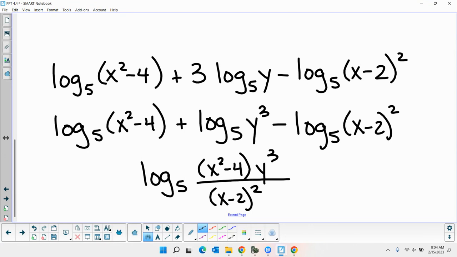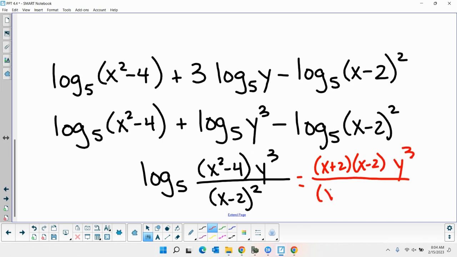Now, what they want us to do when we get it as a single log like this, if we can simplify this fraction that we just made, we're supposed to do that. Is it possible to simplify that fraction? Yeah, it is. What do I got to do to be able to simplify it? Yeah, we got to factor that x squared minus 4. So if I rewrite this factored, this would be x plus 2 and x minus 2, the y cubed, and this would be x minus 2 times x minus 2.